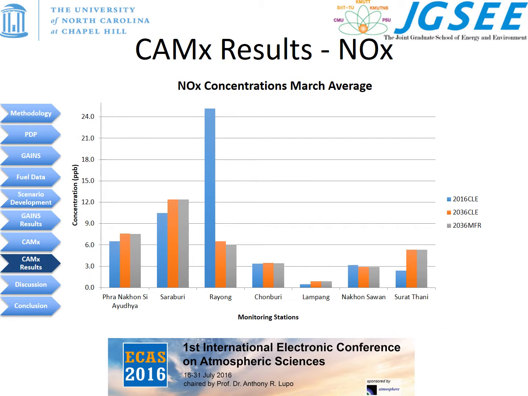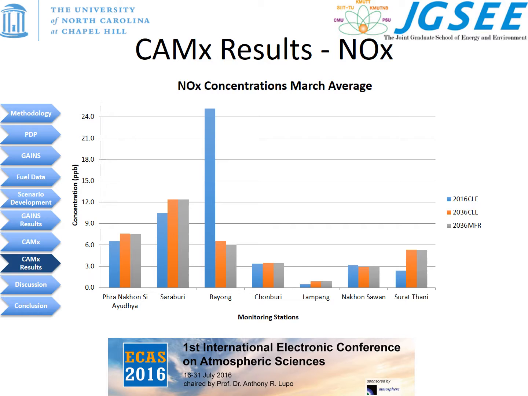The first 4 power plants from the left are in the Central Valley region. Lampang and Nakhon Sawan are in the Northern Highland region, and Surat Thani is in the Southern Peninsula. The Rayong monitoring station measured the highest concentration of nitrogen oxide in the month of March for the CLE 2016. We noticed that the Rayong station had the highest concentration of nitrogen oxide because of the retirement of 2 pre-1990 coal plants and the replacement with largely natural gas-based capacity in the Rayong area.